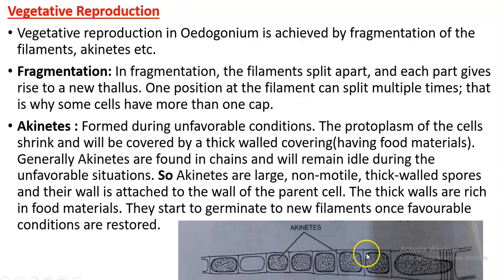So it is found in chains, and if you summarize akinetes, you can say that akinetes are large, non-motile, thick-walled spores, and their wall is attached to the wall of the parent cell. So this is the wall of the parent cell. When the favorable conditions arise, they start to germinate. It will burst open and form new filaments when the favorable conditions are restored.